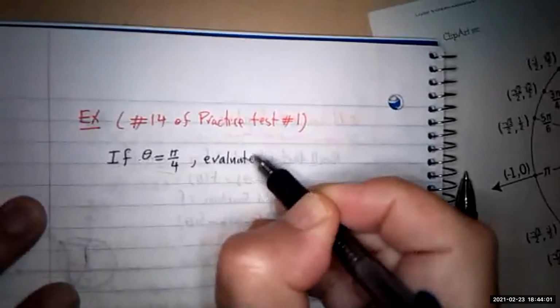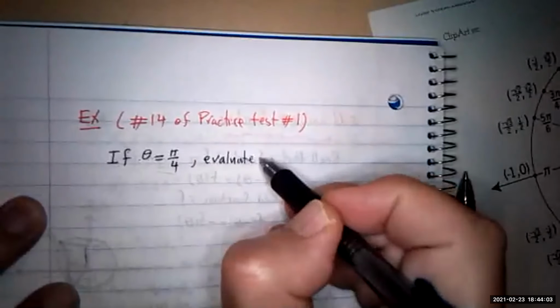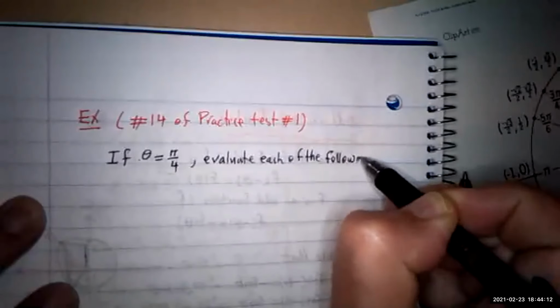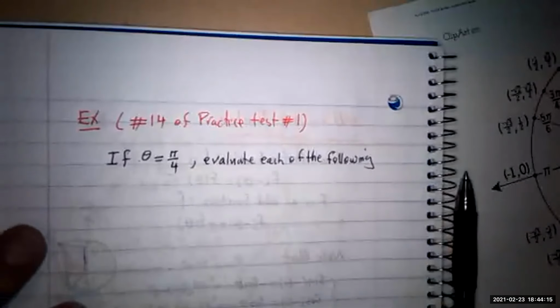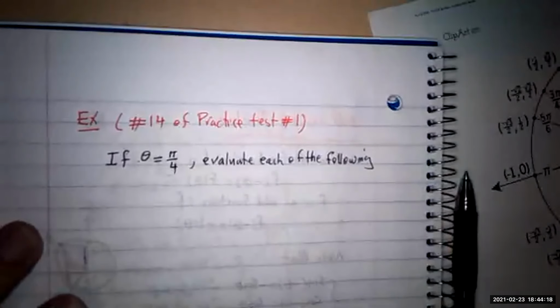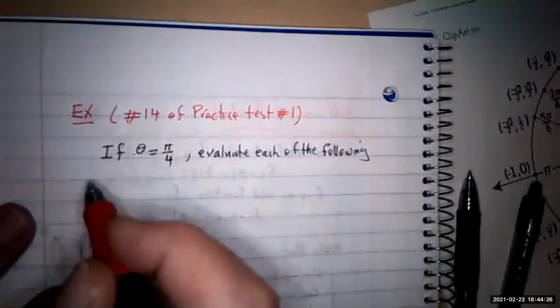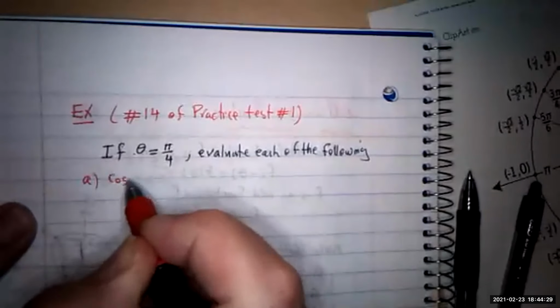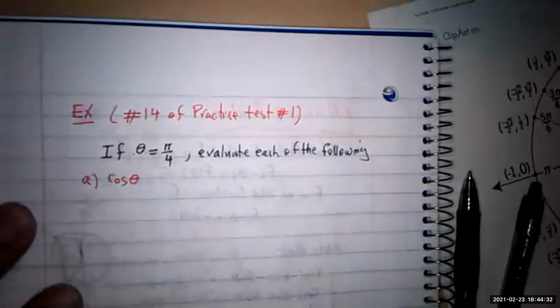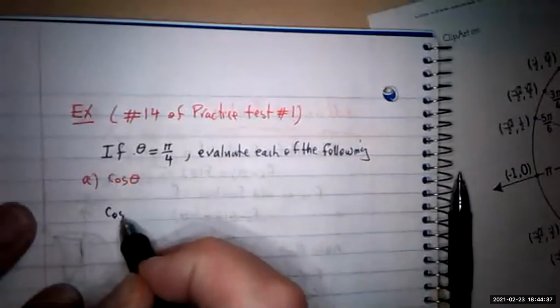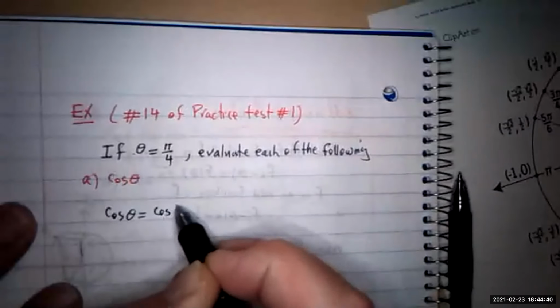Evaluate each of the following. These are the type of functions that we are interested in for calculus. The first part is cosine of theta. We may write it down in function form or just as is. You just plug in and you get the numbers. Theta is pi 4. This is the way you write it down: the cosine of theta is the cosine of pi 4.